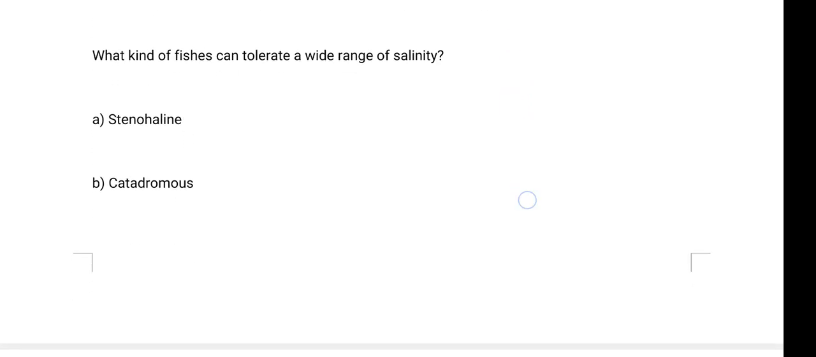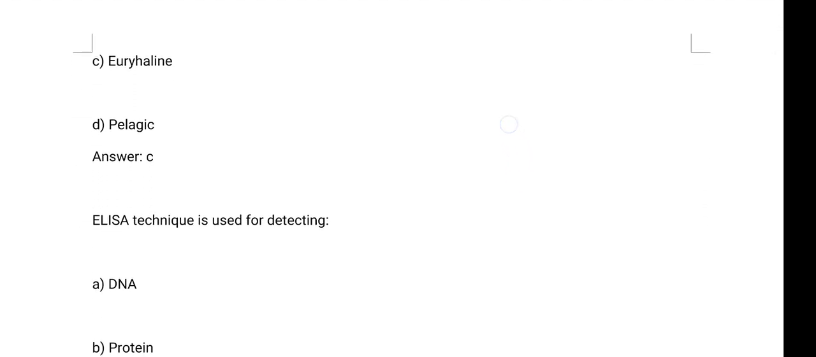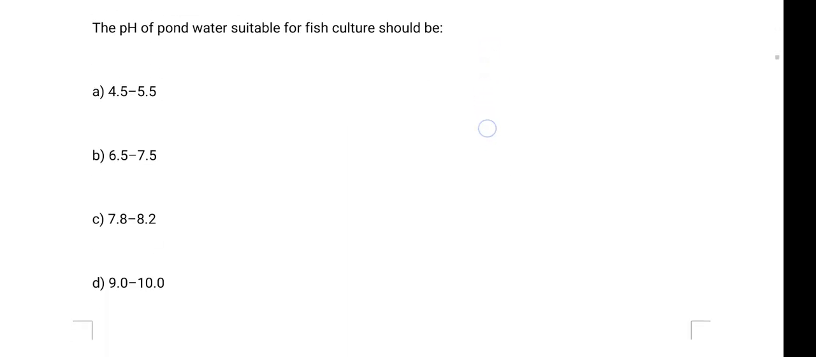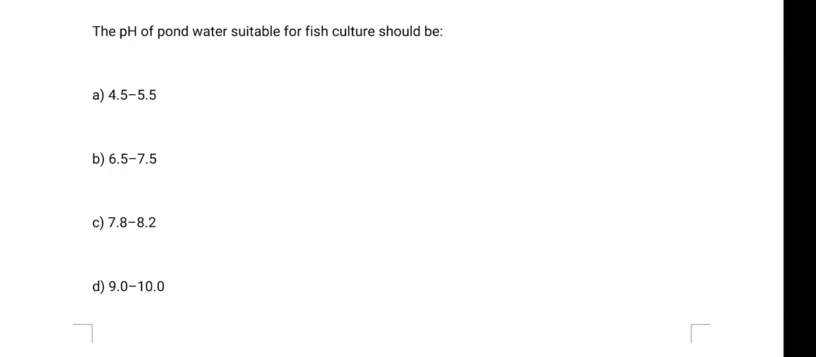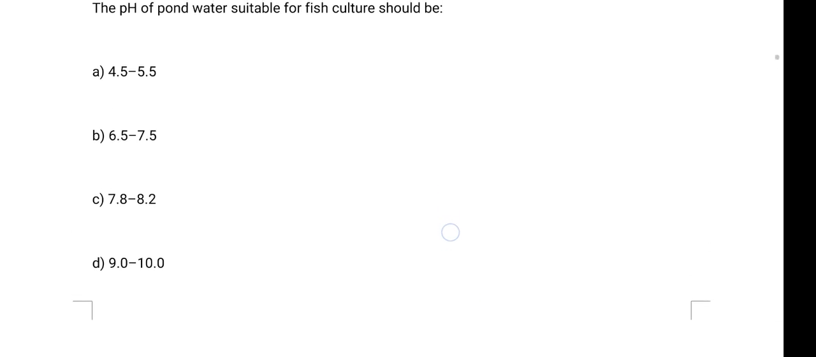What kind of fishes can tolerate a wide range of salinity? So the answer will be option C, euryhaline. ELISA technique is used for detecting, so it is used to detect antibody. pH of pond water suitable for fish culture should be, so the correct answer is option C, it is 7.8 to 8.2.